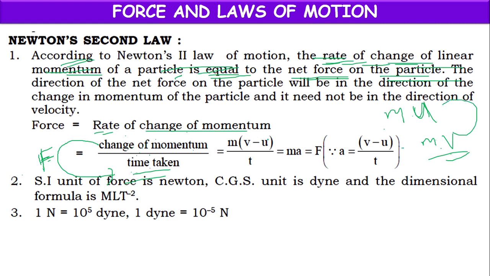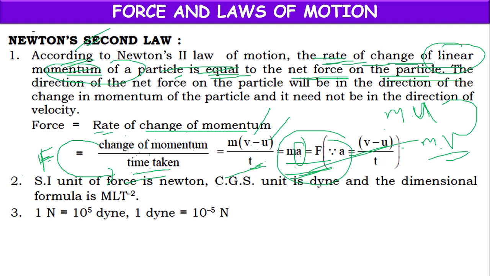We can take m common, m into (v minus u) by time taken t. But (v minus u) by t, the change of velocity by time, is already defined as acceleration. So in that we can take ma, in the place of this we can take a. So F equal to ma. This is the definition of force which we have derived from Newton's second law of motion with the help of the linear momentum concept. So Newton's second law defines force and it tells about force quantitatively.